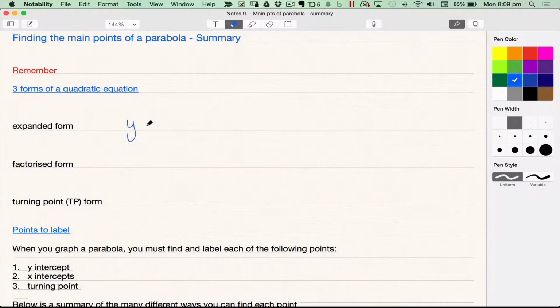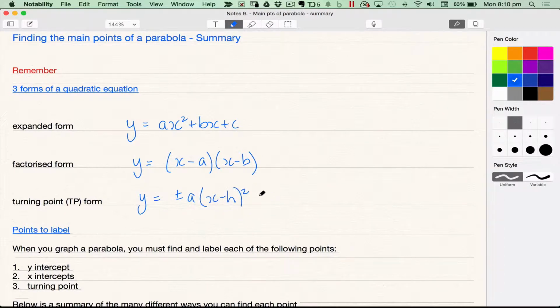We've got expanded form that looks like this: y equals ax squared plus bx plus c. We've got factorized form that looks like this: y equals a times x take away a, times x take away b, so it's fully factorized in its two brackets. And we have turning point form, which is y equals plus or minus a, x minus h squared, plus k.